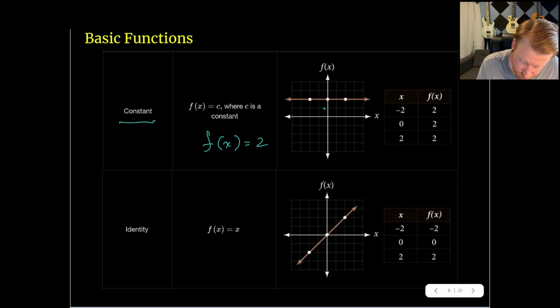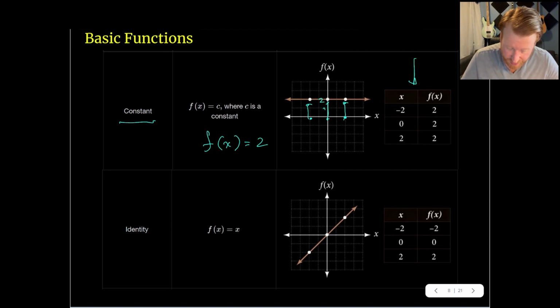No matter what the input is, the output is always 2. We can see from this table that negative 2 is being sent to 2, positive 2 is being sent to 2, 0 is being sent to 2. Everything on this line in the domain is being sent to 2. So we have this constant function, and c can be whatever. In this example it's 2, but it could be 10, it could be negative 100, it could be pi, any constant number that we want.